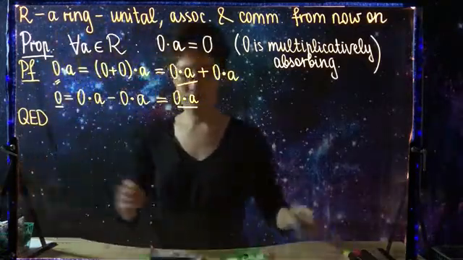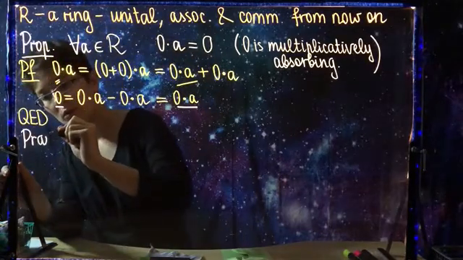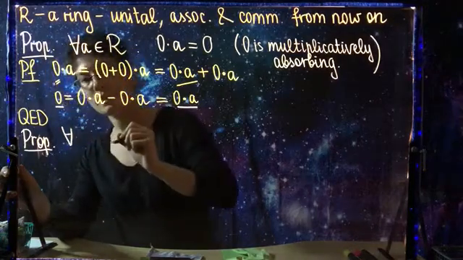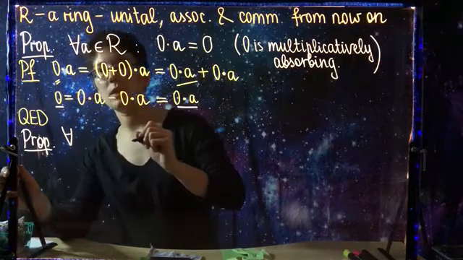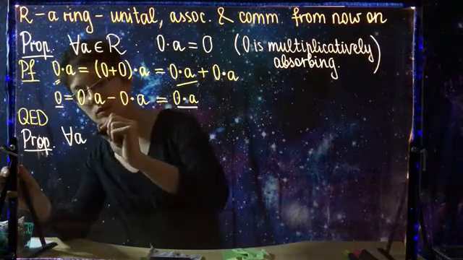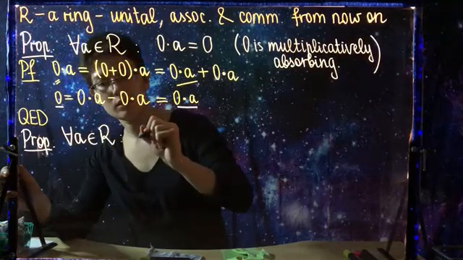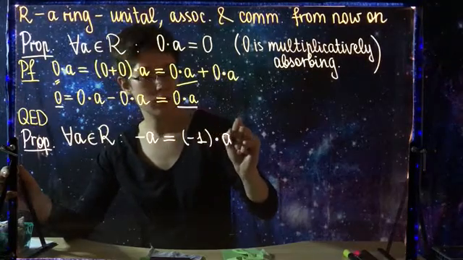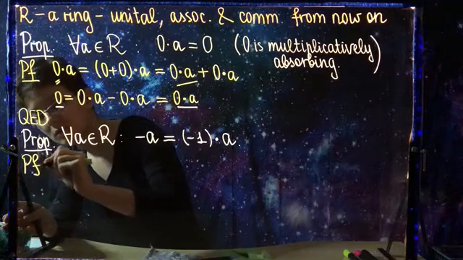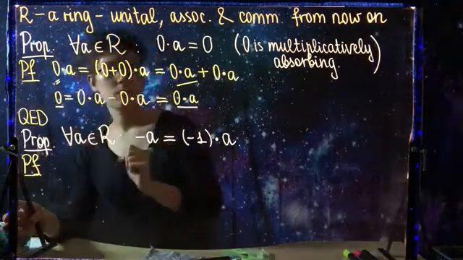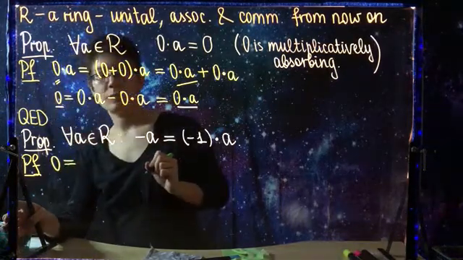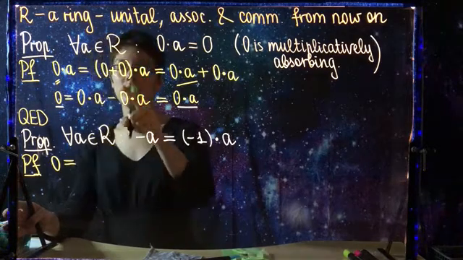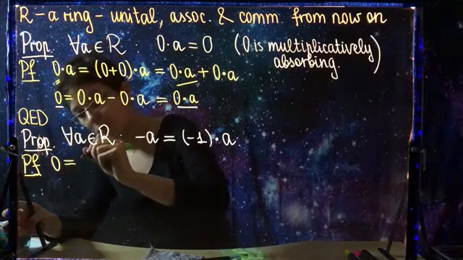And another property that you really want to have handy for the future is the following: that finding the additive inverse is the same as multiplying by -1. So for every element A in R, minus A, the additive inverse, is equal to -1 times A. This is, by the way, a trick from calculus classes, writing 0 as a sum of two non-zero elements, or in this case, a sum of two zero elements. So we write 0 is equal to 0 times A.